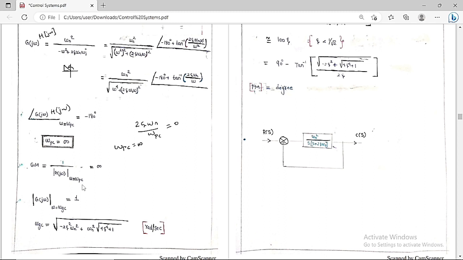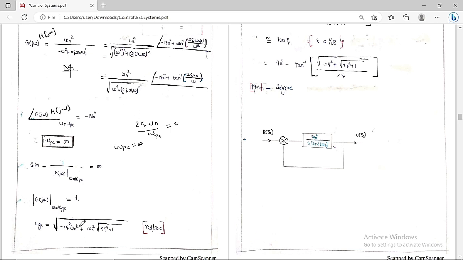Now let's go for the gain crossover frequency. Gain crossover frequency is the frequency at which the magnitude of g of s into h of s is equal to 1. So the magnitude part of g of s h of s needs to be equal to 1. At the gain crossover frequency, replace omega by omega gc, and equate this magnitude part to 1 at omega gc.